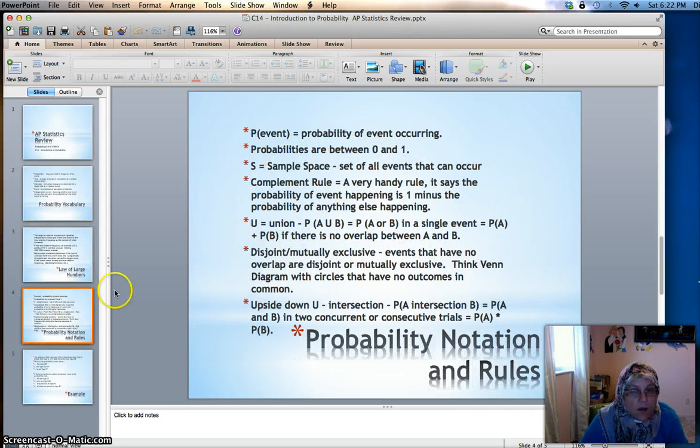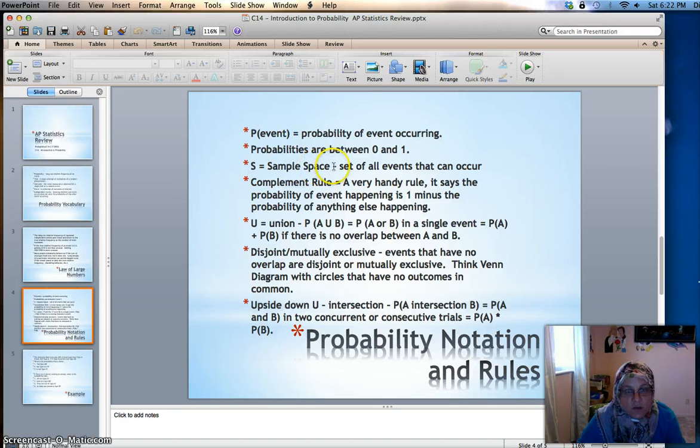Okay. Some notation and rules for probability that you need to know. We use capital P to represent probability, and then we put parentheses and whatever it is you want to find the probability of. So P(6) might refer to, for example, the probability of rolling a 6 on a die. Probabilities, when written as decimals, are always between 0 and 1. If you have more than 1, somehow there's a mistake, right?